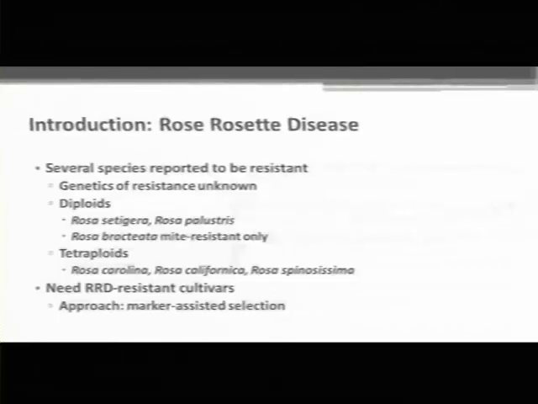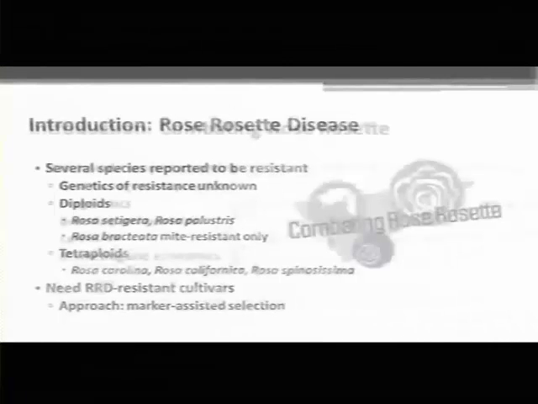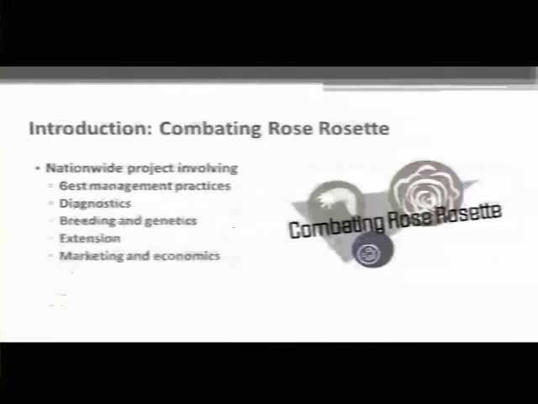So we definitely need rose rosette disease-resistant cultivars, and our approach is going to be through marker-assisted selection. Our goal is to find QTLs for resistance, and use that to speed up the breeding process. To do this, there's actually a nationwide project. It's called Combating Rose Rosette Disease, and it has 5 aspects.